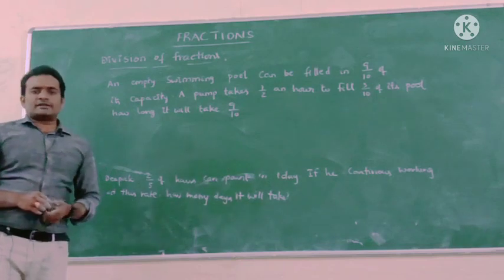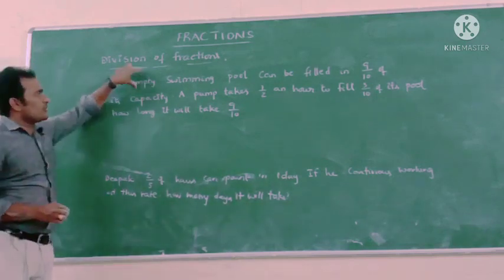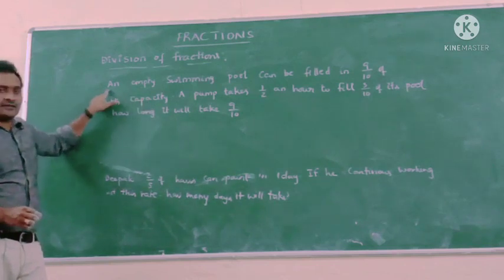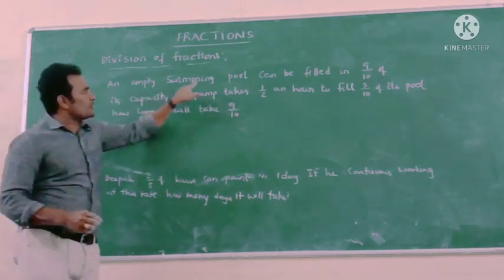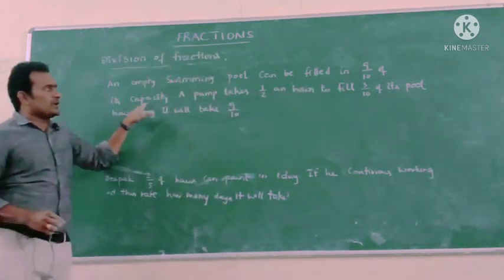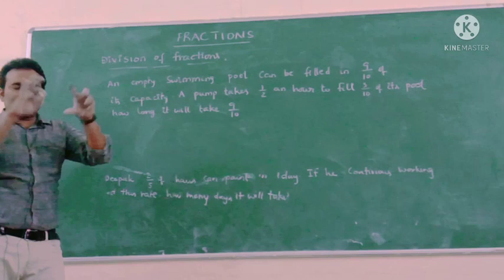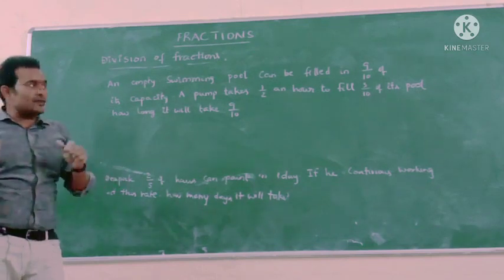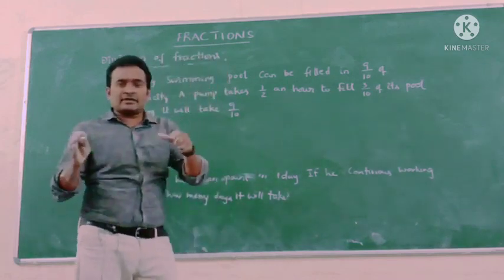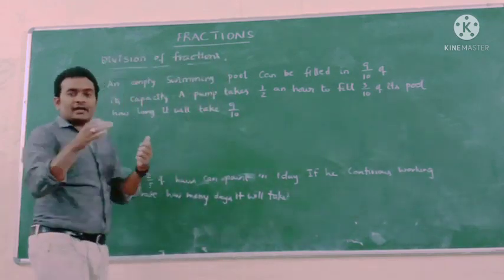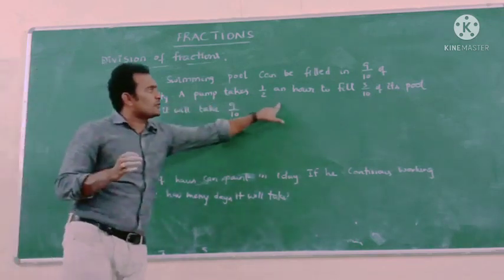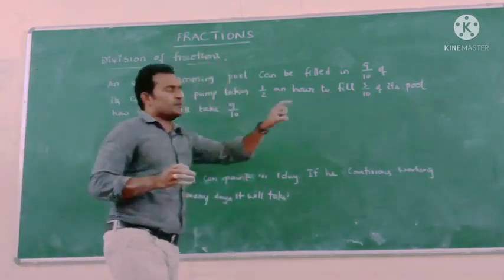We are going to discuss division of a fraction with another fraction with a fine example. Here is one example. An empty swimming pool can be filled to 9/10 of its capacity, which means it can be filled 9 parts out of 10 parts. A pump takes half an hour to fill 3/10 of the pool.